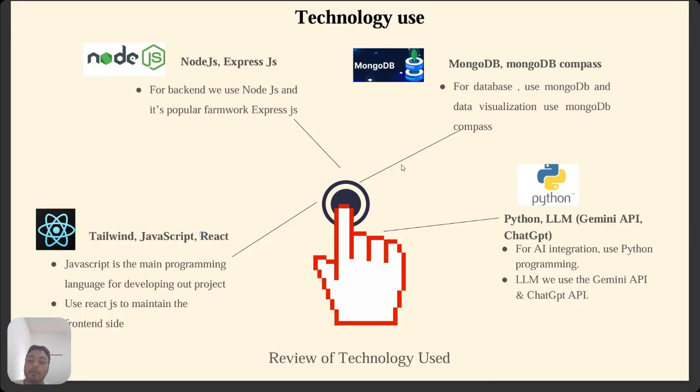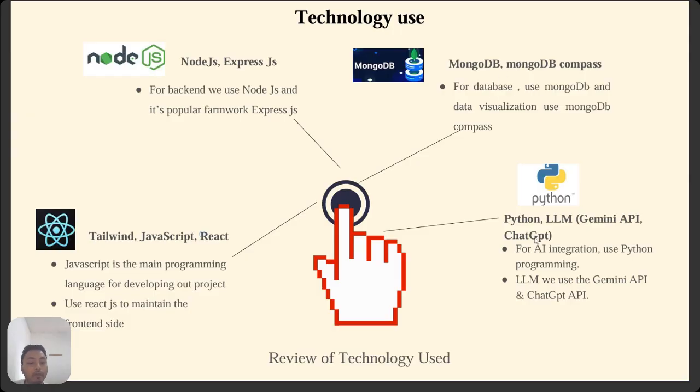First, as it's a web application, our main language is JavaScript. For CSS we use Tailwind. React we basically use for front-end management. For the backend we use Node.js and its framework Express.js. And for our database we use MongoDB, and MongoDB Compass we use for data visualization.